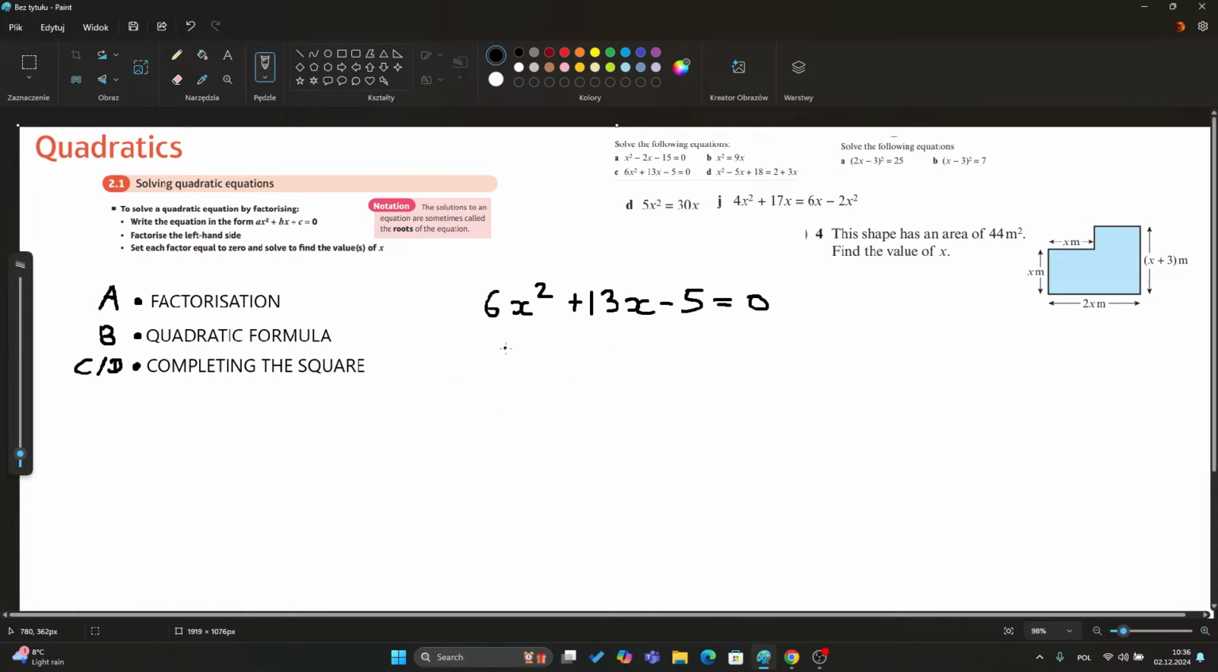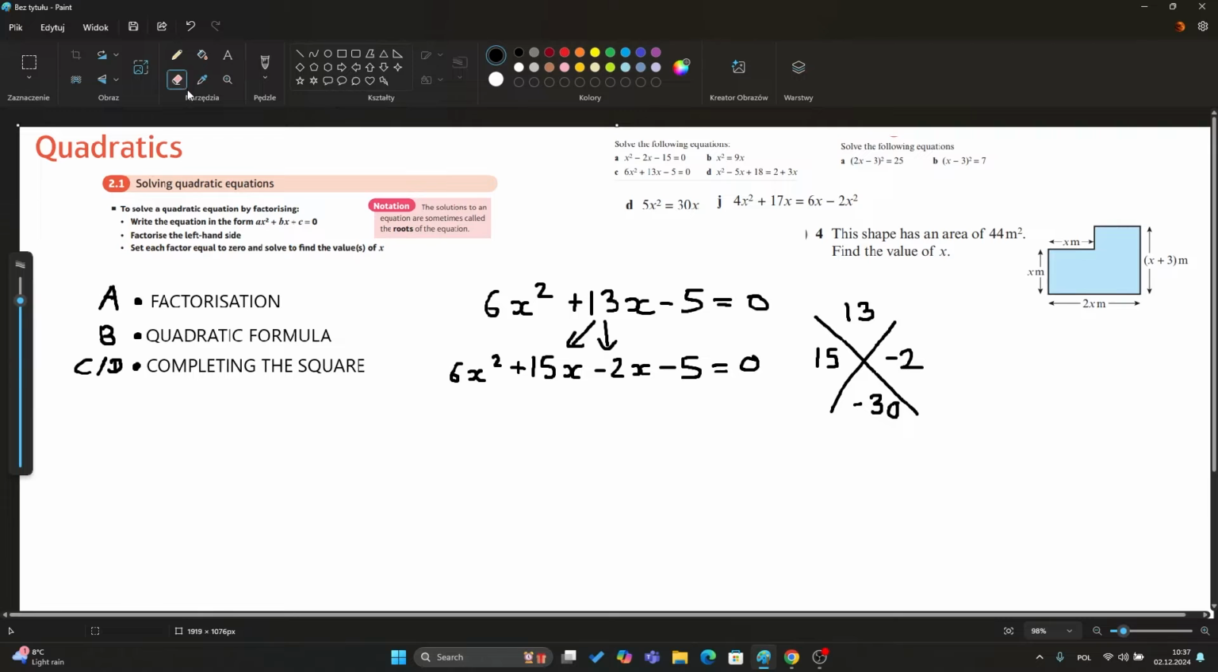Now we have the following expression where we have ax squared plus bx plus c already on the left hand side. So what we do is we factorize this side to get minus 30, so 6 times minus 5 is minus 30, and 13 on top, and that should be 15 minus 2. So we split this into 15x and minus 2x, just like we did in chapter 1, but here we're dealing with equals to 0 because we have to solve a quadratic.